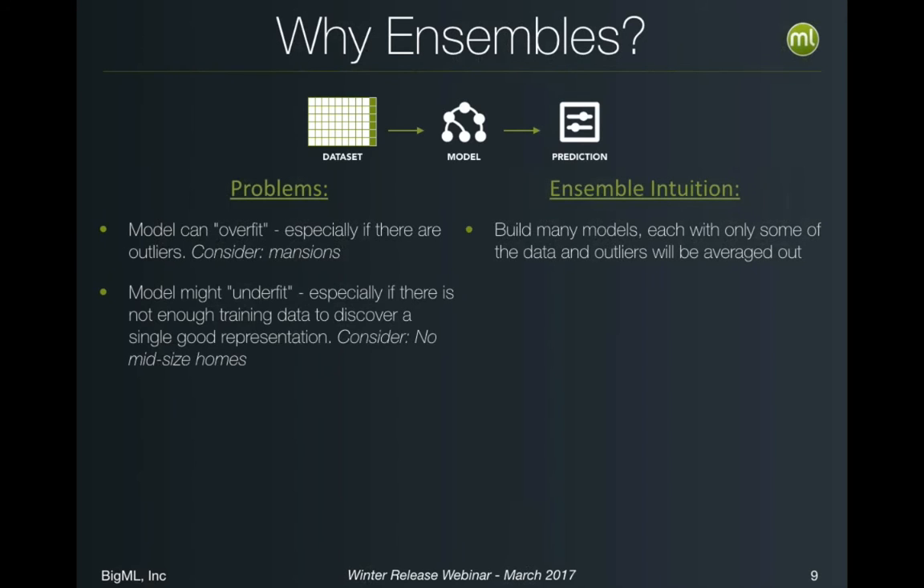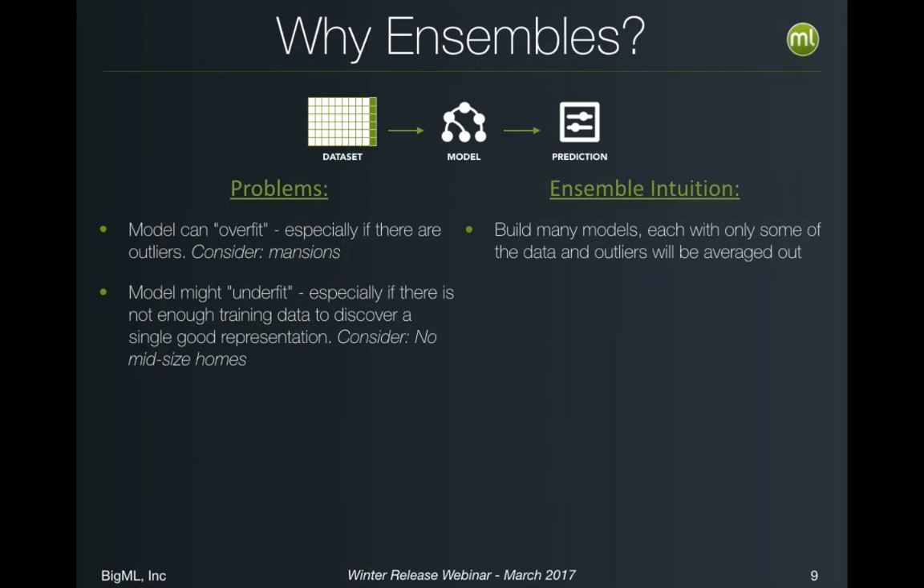So another way that single models can fail is that they can underfit, especially if there's not enough training data to discover a single good representation. So now try to imagine that in our housing data, we just don't have any homes that are between 1,000 and 2,000 square feet by bad luck. We made a bad sample, or we didn't collect good enough data. So it's a very important part of our data set, and we just don't have enough data there.